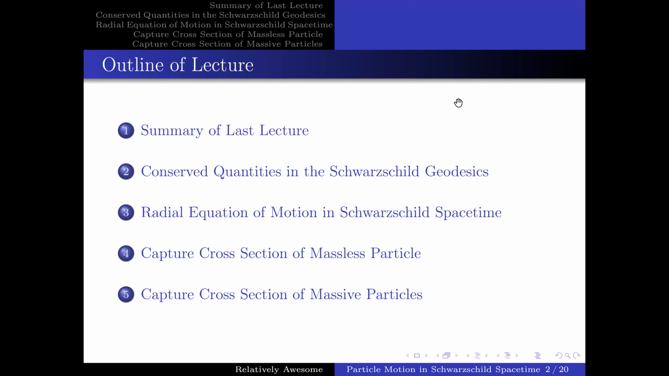First, we will give a brief summary of what we have learned in the last lecture. Then, we will derive the conserved quantities and write the radial equation of motion for Schwarzschild spacetime. Finally, we will derive the capture cross-sections for massless particles and non-relativistic massive particles.